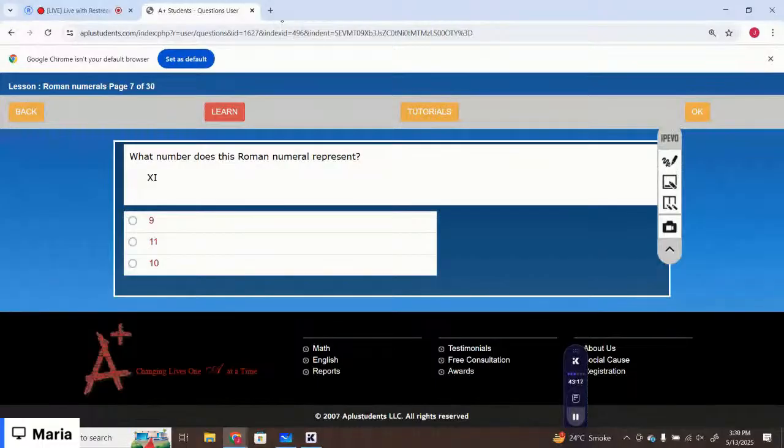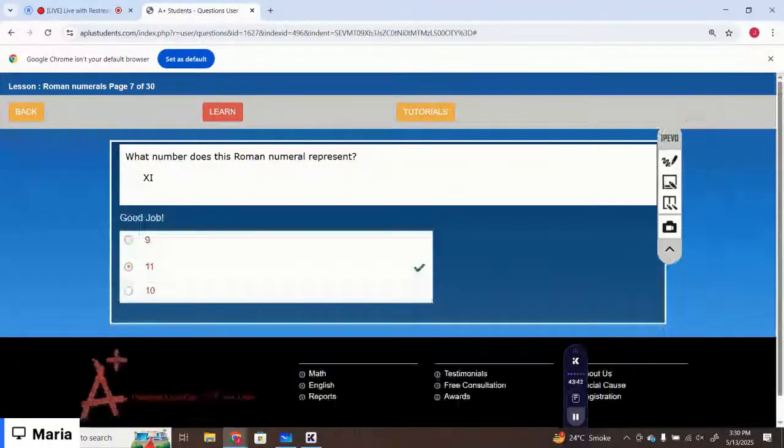What number does the Roman numeral represent? Option number 1 is the correct option. No, that is 11, not 9. Option number 2 is the correct option, that is 11.